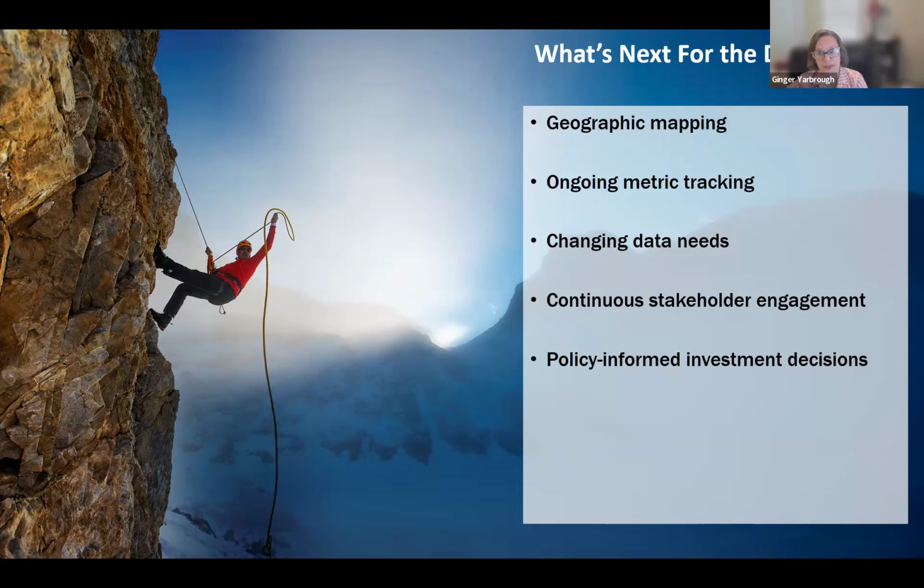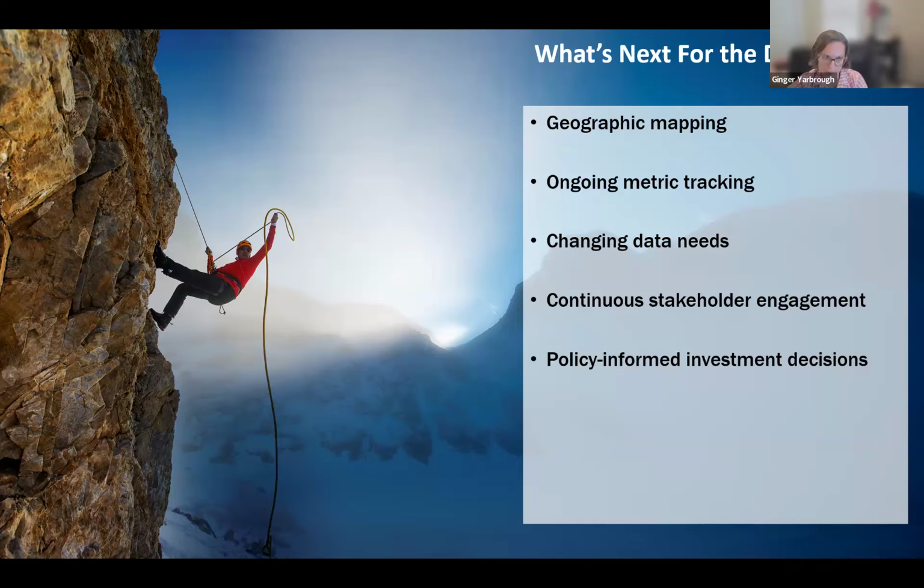We also want your feedback. So if you see that we're missing a key data point or demographic data point, please let us know, because we want this to be usable for you as the public as well. And then using it for policy-informed investment decisions. So again, with that action plan, if we're seeing less access in our rural areas, that's where we need to pay a little more attention. So we are making sure that we are using this information to actually guide what we are doing.